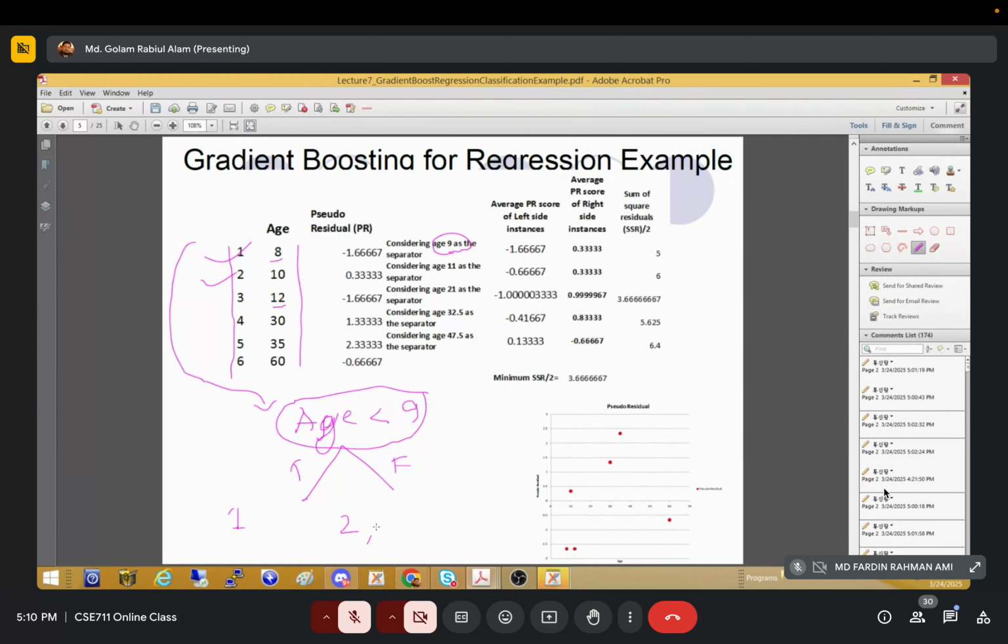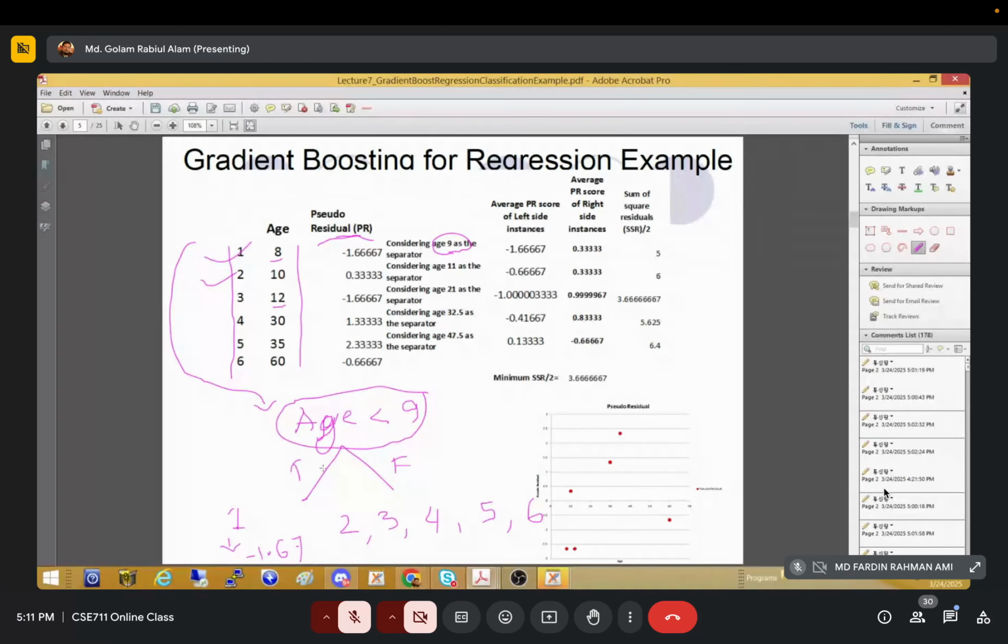Now what we have to do is consider the corresponding pseudo-residual values. Like for this one, the corresponding pseudo-residual value is negative 1.67. As I have already mentioned, this is our data set now. So the pseudo-residual is the IQ score, the one we need to predict.